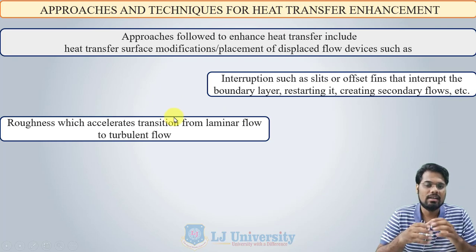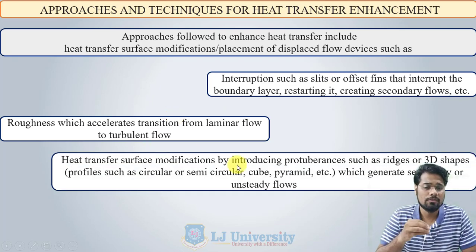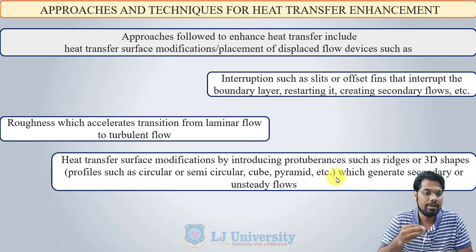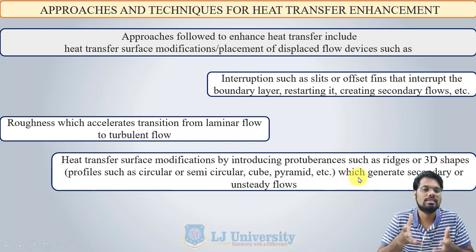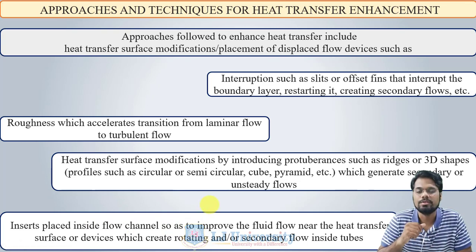Roughness, which accelerates transition from laminar flow to turbulent flow. Heat transfer surface modification by introducing protuberances such as ridges or 3D shapes within the flow of the fluid, with profiles such as circular or semicircular, cube, pyramid, etc., which generate secondary or unsteady flows which disturb the laminar flow. And inserts placed inside flow channels so as to improve the fluid flow near the heat transfer surface, or devices which create rotating and secondary flow inside the tubes.